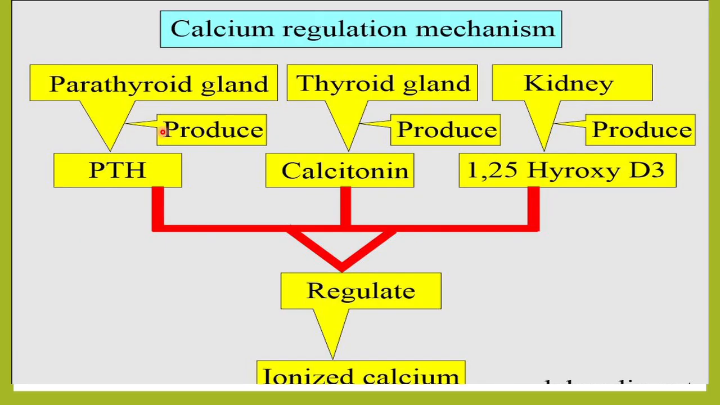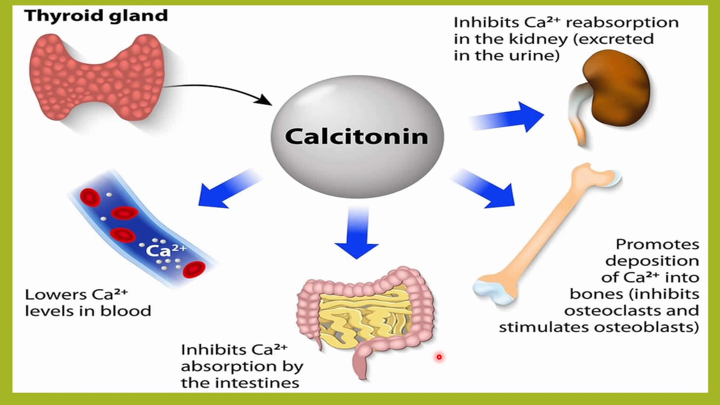So you know that parathormone, calcitonin and vitamin D all help in regulating the calcium, that is the ionized calcium. So calcitonin, which is produced by the thyroid gland, what is its role? It will reduce the level of calcium in the blood. It will inhibit the absorption of calcium from the intestine. It will promote the deposition of calcium in the bone, and it also inhibits the reabsorption of calcium from the kidney. So the level of calcium in the serum is going to reduce.